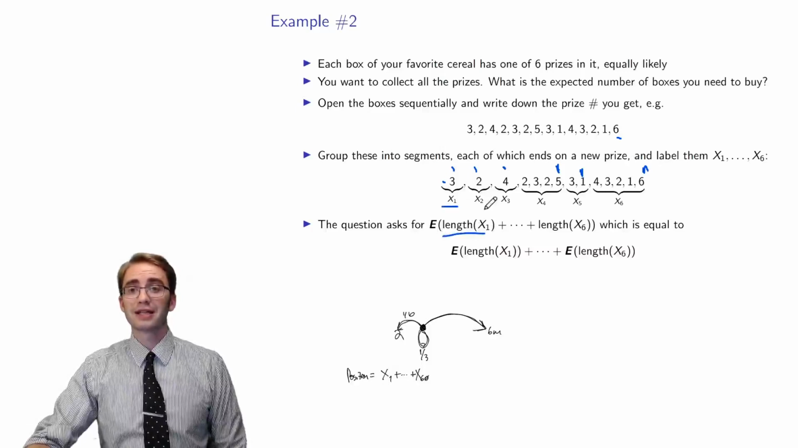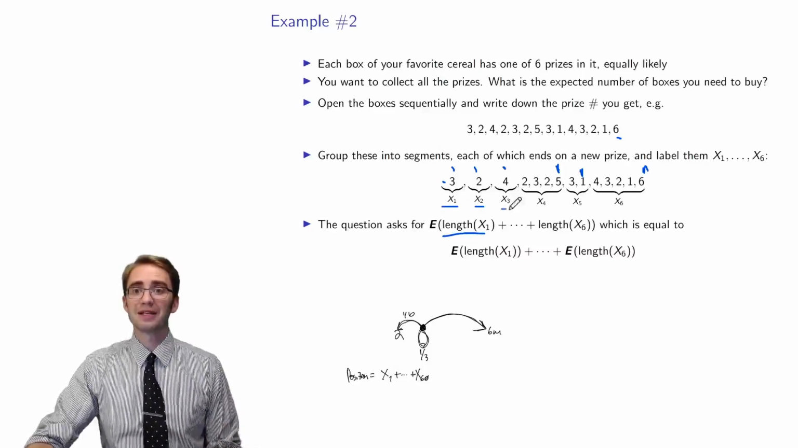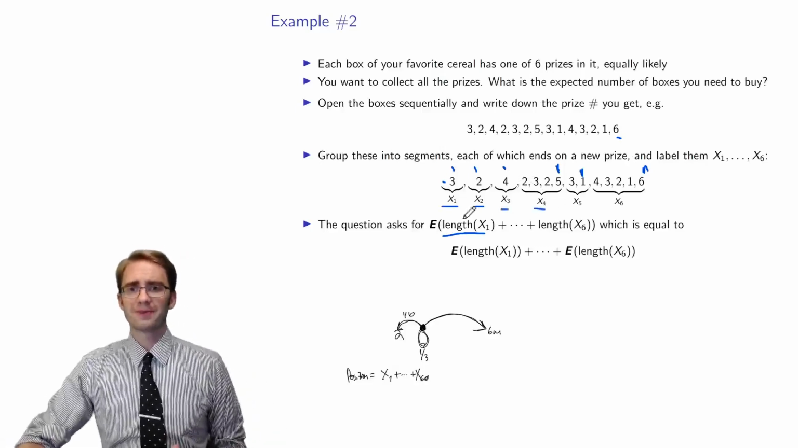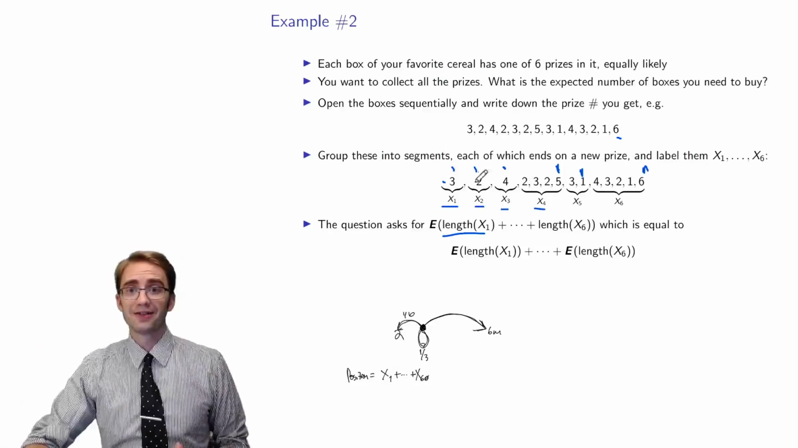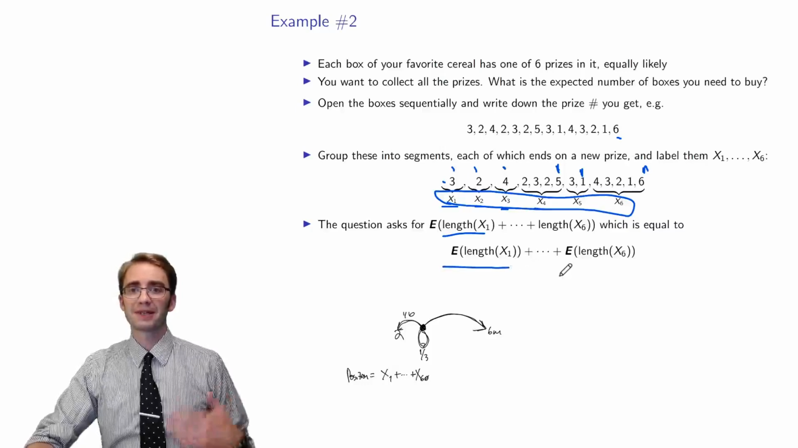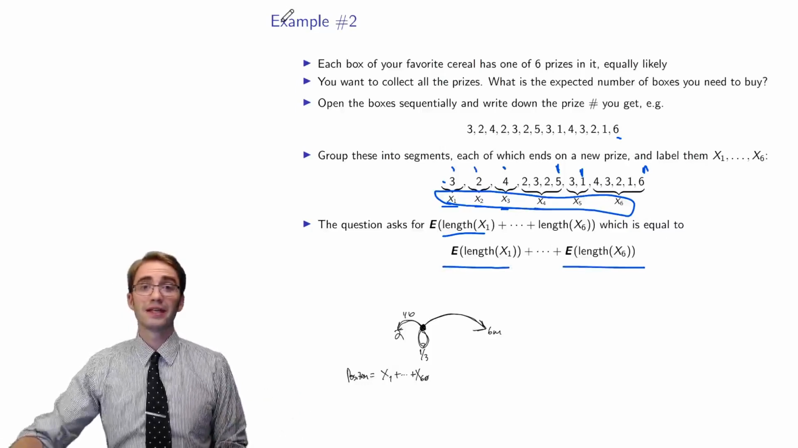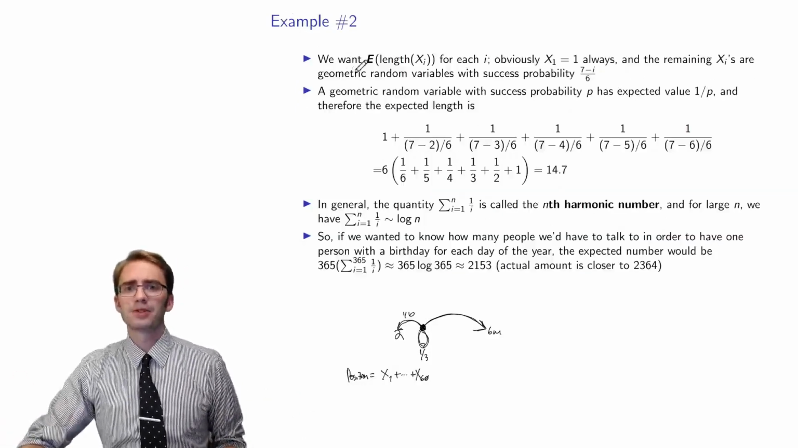So sorry, I should say x1 is going to be the length of the first segment, x2 will be the length of the second segment, x3 will be the length of the third, and so on and so forth. And this question asks me for the expected sum of the lengths of these segments, right? It's asking me what is the expected sum of all these lengths here, of these x's. And so that's just the expected value of the length of the first segment plus the expected value of the length of the second, and so on and so forth, up to the length of the sixth segment.